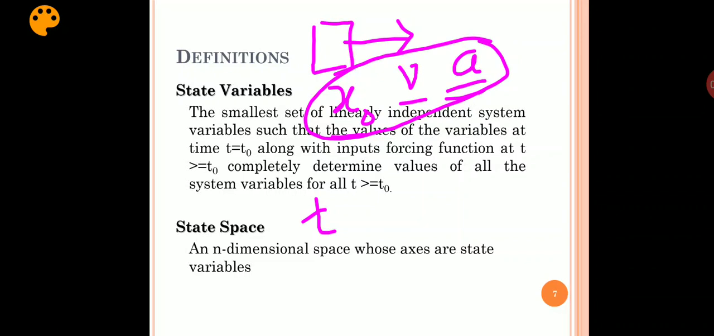Now is that clear? State variables are the minimum number of variables that you need to know to determine the output of the system, or it need not be only the output, any variables of the system. With just the knowledge of state variables, I can determine the values of all the system variables at the time t greater than or equal to t naught.